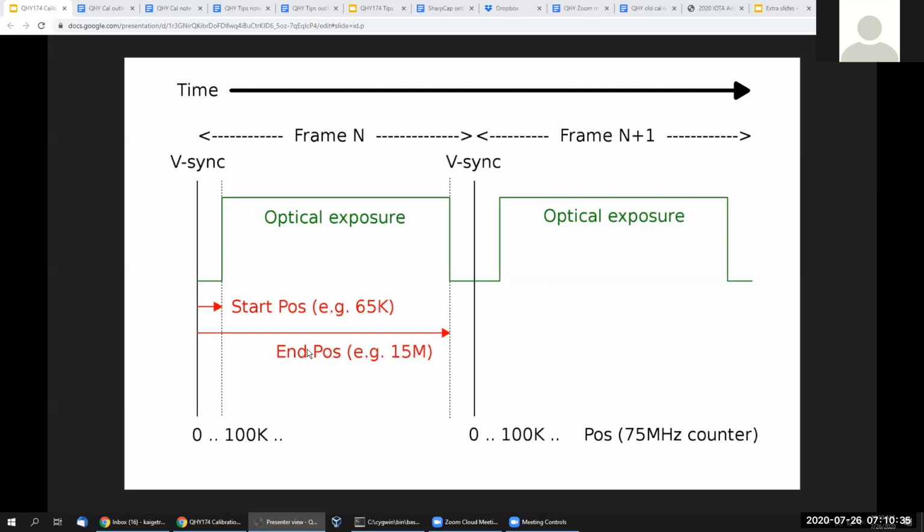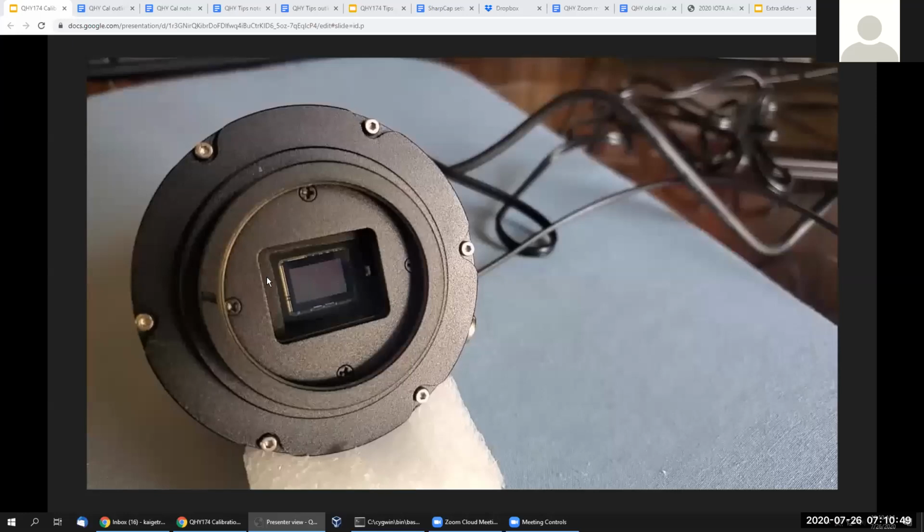So literally those 2 9-digit counters that you play with in the GUI, the reason the numbers are so big is because 1 second is 75 million. So if you're calibrating a long 5-second exposure, it's 5 times 75 million potentially. So if we're going to find the real optical start and end of exposure, we need a real optical source.